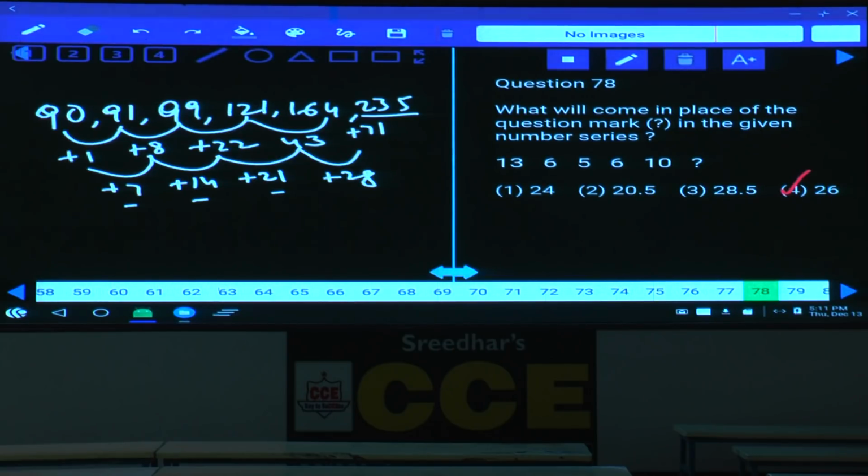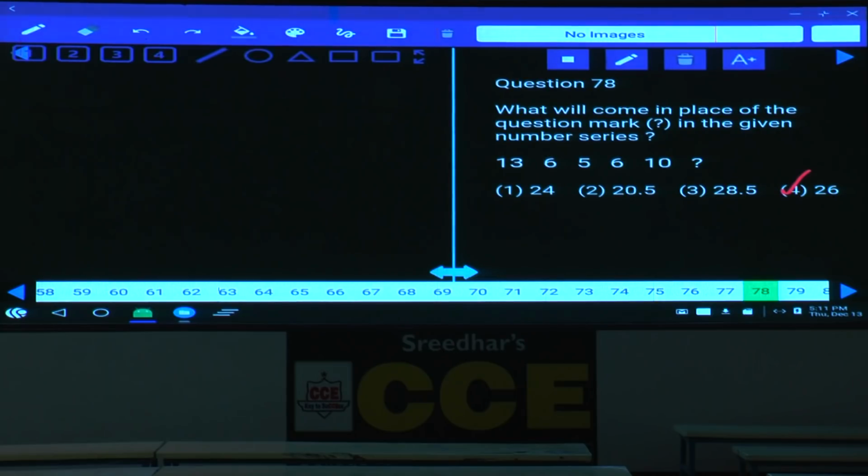Then question number 78. Now in this question number 78, 13 and 6. How to express this one, 13 and 6? 13 into 0.5 is 6.5 minus 0.5 is 6, into 0.5 minus 0.5. Next one 6 and 5, 6 into 1 is 6 minus 1 is 5. Next one is into 1.5. 5 into 1.5 is so much? 5 into 1.5 is 7.5 minus 1.5 is 6.